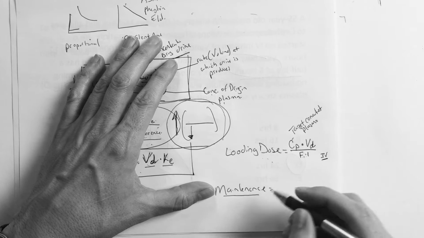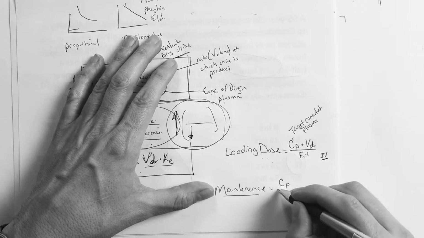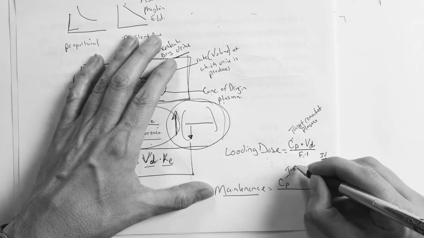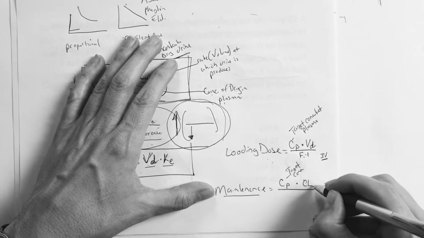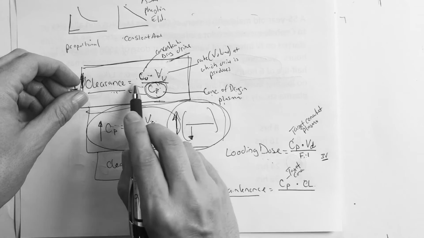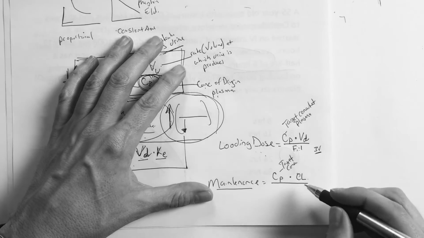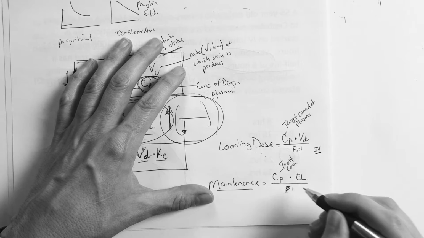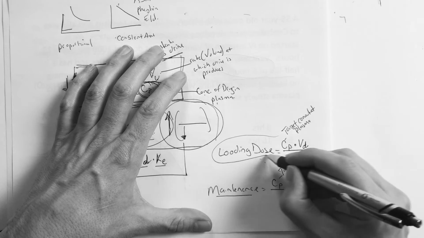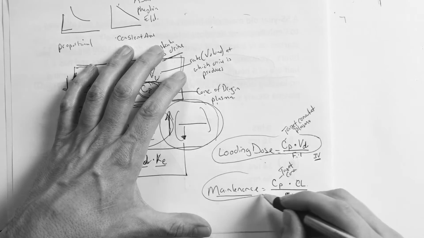The maintenance dose is the target concentration in the plasma times the clearance. Well, boom, now we're back up dealing with that guy, clearance, and again, all over that constant. So again, we're going to think of him as 1. So really, you're going to think of the formula like that.